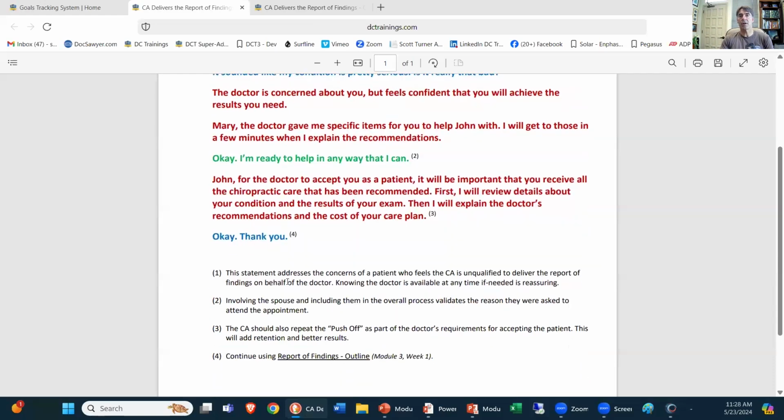So let's read footnote number 3. The CA should also repeat the push-off as part of the doctor's recommendations for accepting the patient. And we did that right up here. John, for the doctor to accept you as a patient, right? This will add retention and better results.